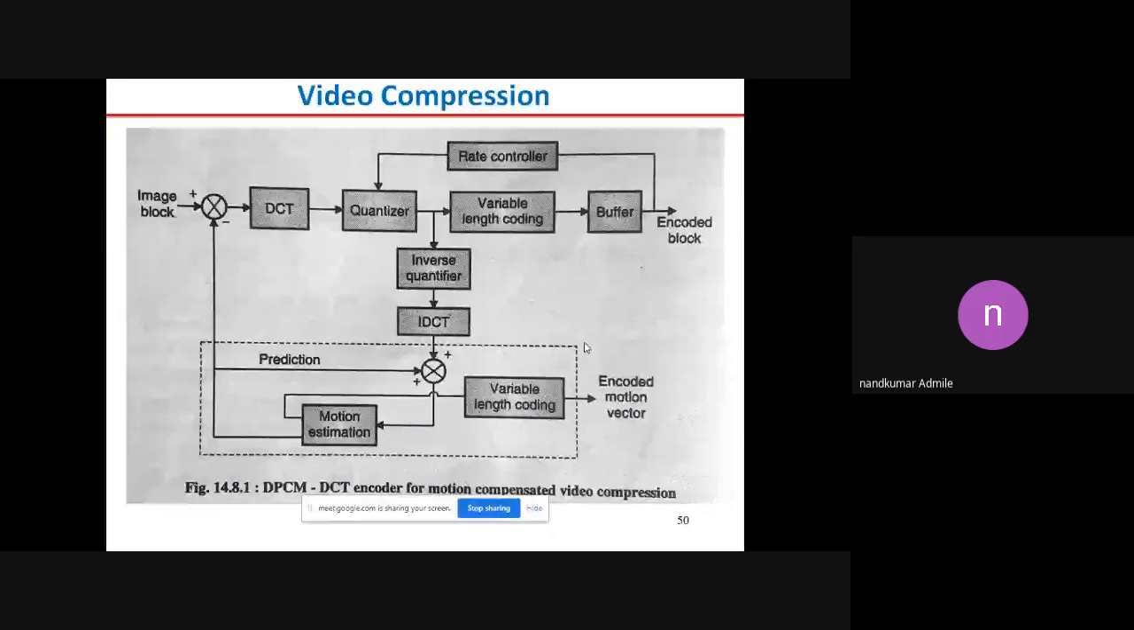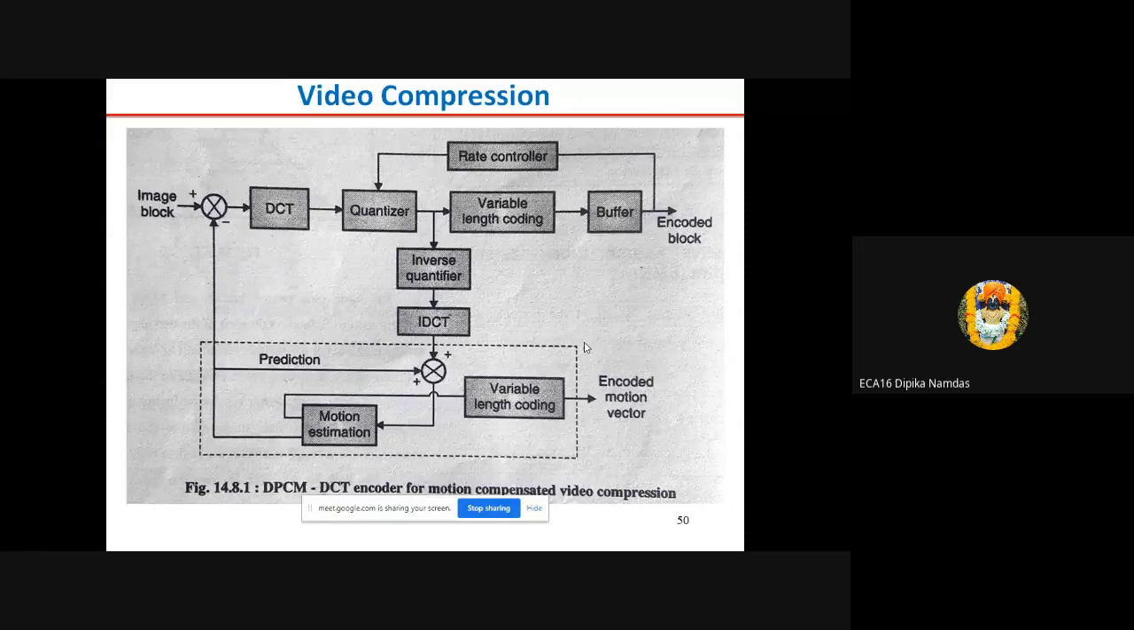Yes, what is the need of video compression? Have you ever compressed a video, or reduced the size of a video? Yes, sir. What is the need? To decrease the storage space.